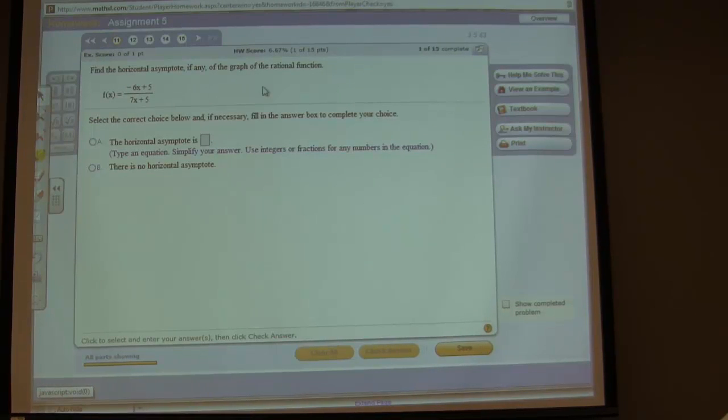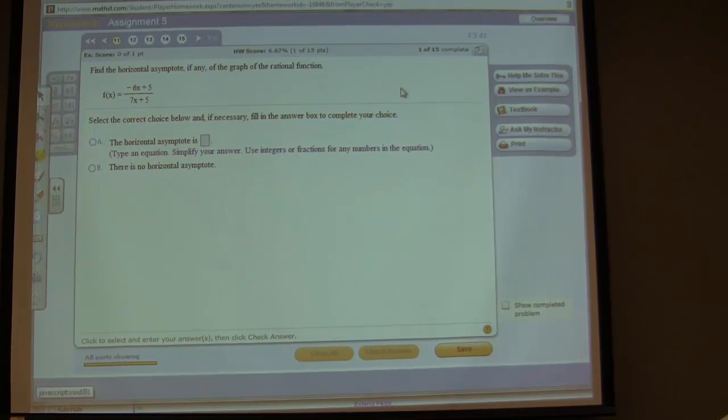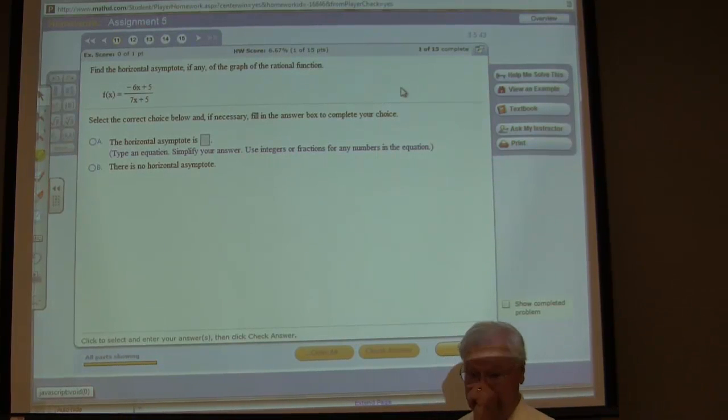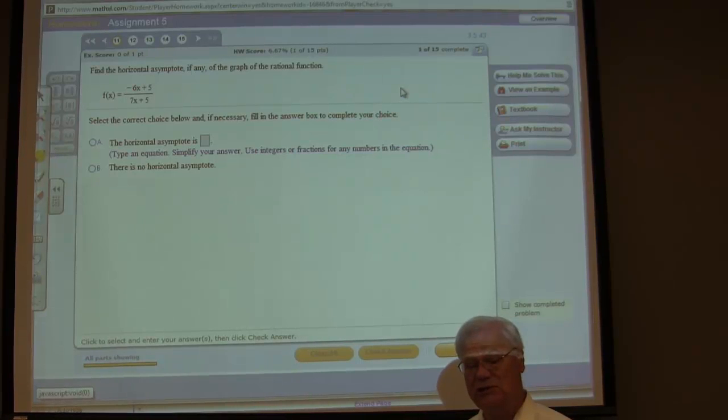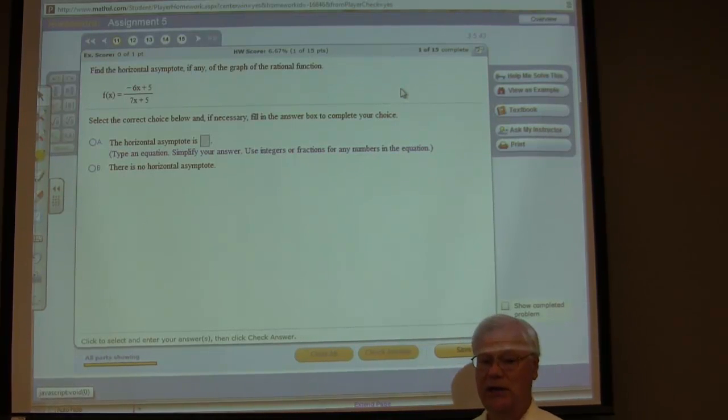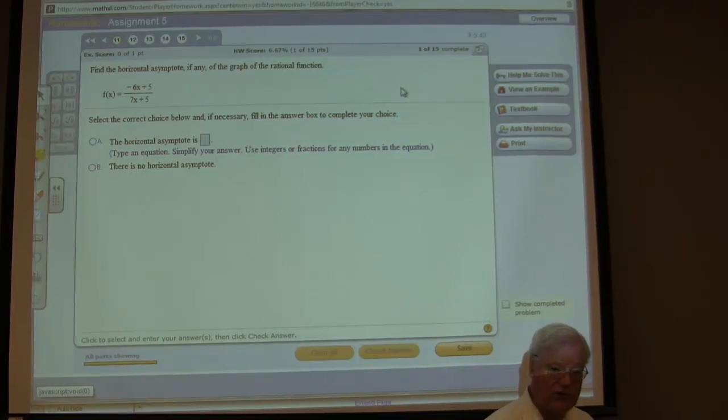Let's go over to number 11. Here we're going to talk about something called the horizontal asymptote. So what is an asymptote? Well, an asymptote actually is something you can never get to. And it occurs for several reasons.